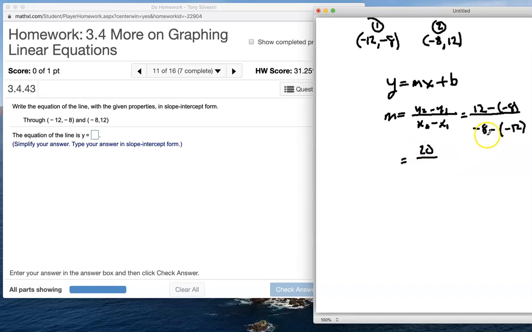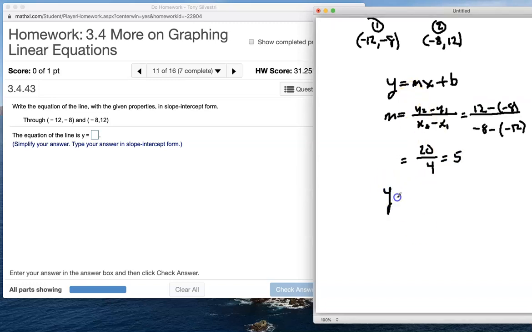This is negative 8 plus 12, minus a minus again, plus 12. So negative 8 plus 12 is 4, and 20 divided by 4 is the number 5. So we've got half the problem done.